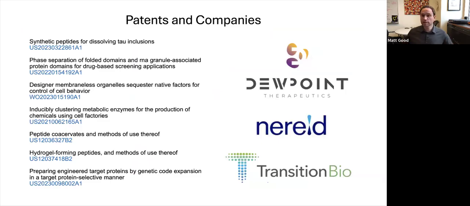And then, to get you more excited, along with these studies have come lots of new IP companies interested in modulating both the properties of condensates and their functions in cells for a variety of biomedical applications, in addition to just more standard synthetic cell applications.